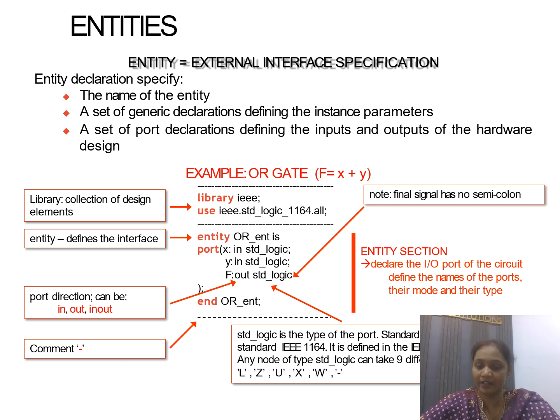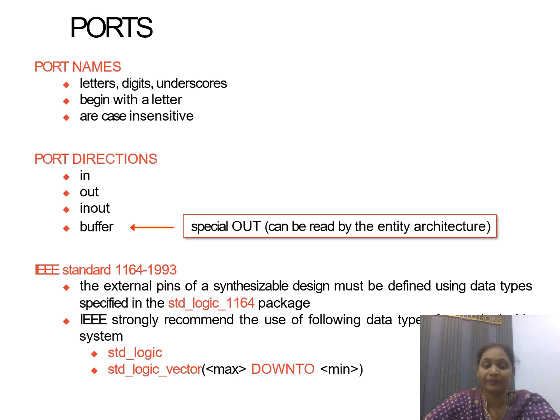Now write down the entity. Then the name of that entity is OR. Inside the entity we define some ports, like port X is your input port. That's why I write X colon in std_logic, then Y colon in std_logic, and F is your output port. That's why F colon out std_logic. This port declaration always starts with the beginning letters. It is case insensitive.